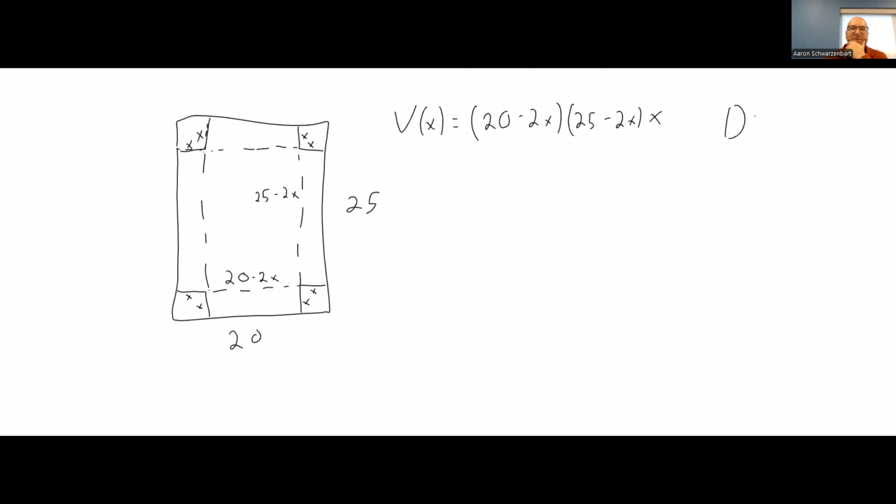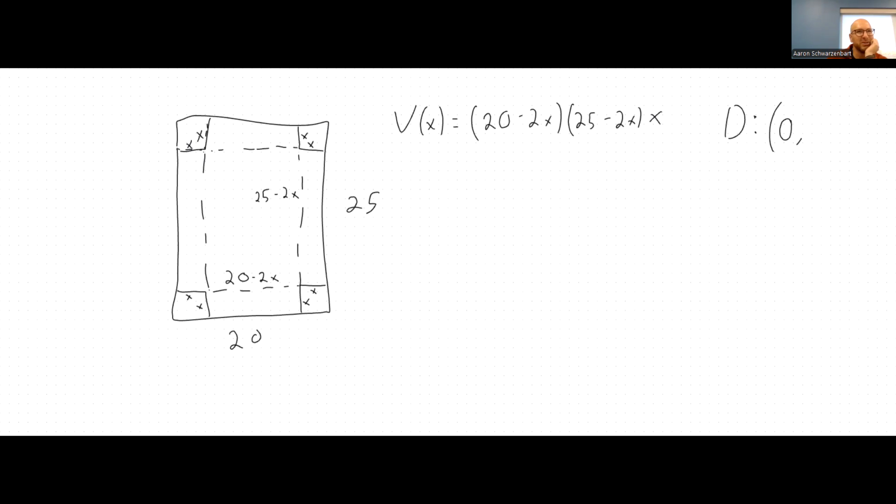Okay, what is a reasonable domain for this? What are possible values of x is basically what I'm asking. It's got to be more than 0. What's the largest value x could be? Think about this bottom dimension. It's a little smaller than 20. 10.